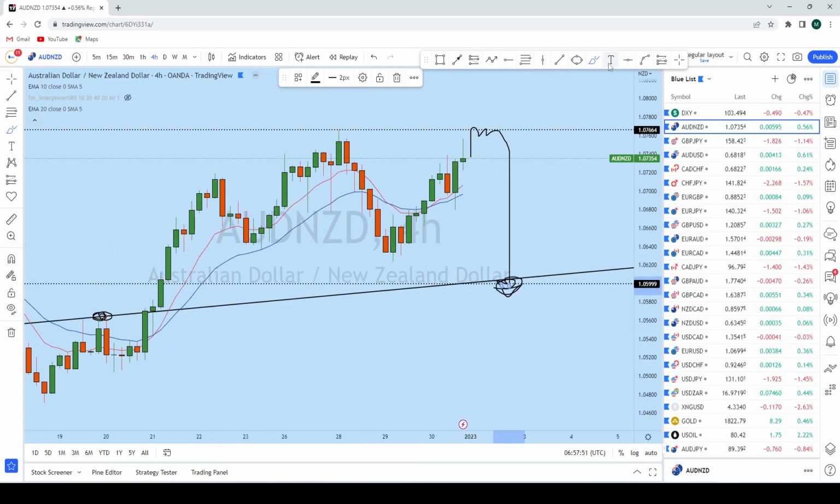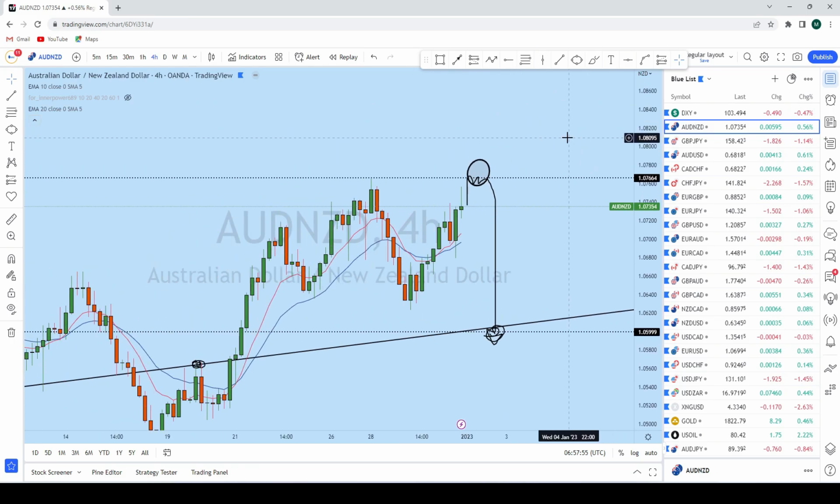So this is what we will be doing. As soon as we find a suitable entry opportunity on AUDNZD for this move to the downside, we will consider going short on AUDNZD with a high probability trade setup with our students.